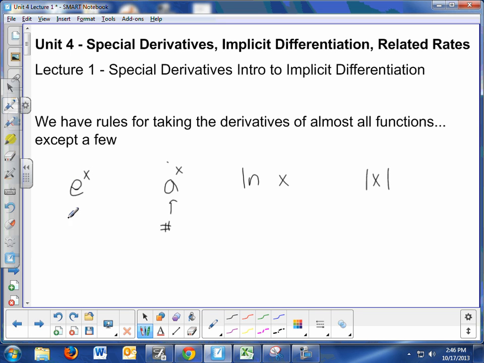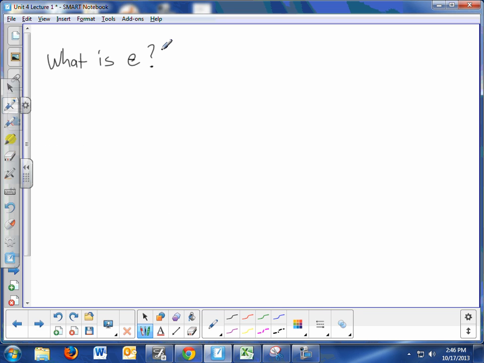First, let's talk about e to the x. Do we know what e is? Anybody know what e is? It is a constant. It is like 2.71, actually, not 2.93. Okay, so e is a constant. You can treat it like pi. It's not a variable.